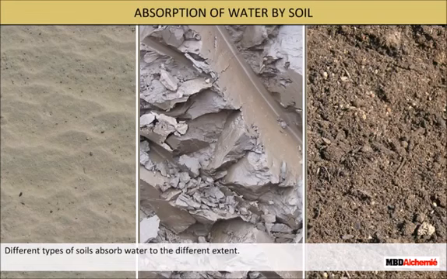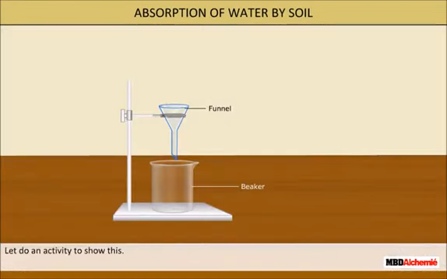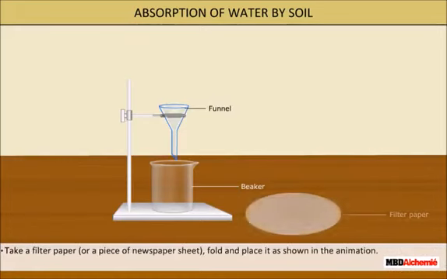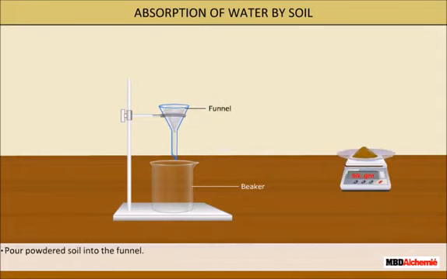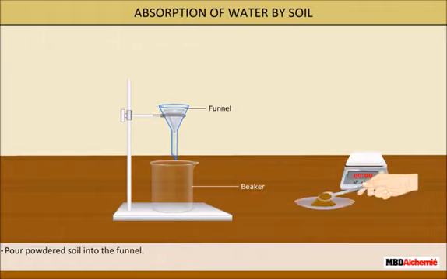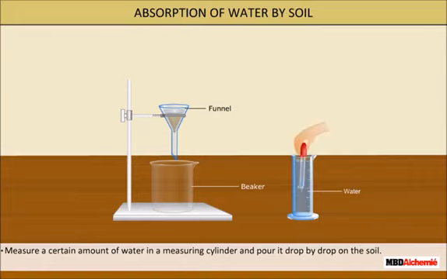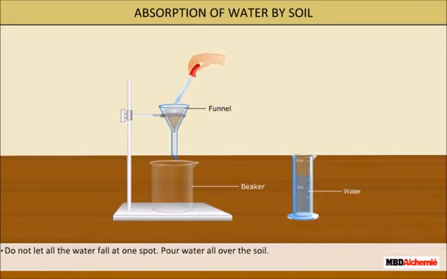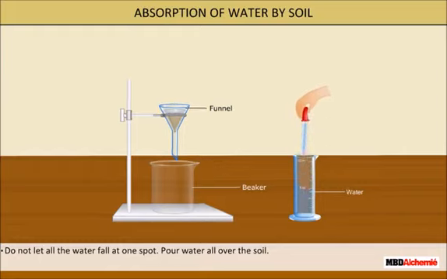Different types of soils absorb water to different extents. Let us do an activity to show this. Take a plastic funnel. Take a filter paper or a piece of newspaper sheet, fold and place it as shown here. Pour powdered soil into the funnel. Measure a certain amount of water in a measuring cylinder and pour it drop by drop on the soil. Do not let all the water fall at one spot. Pour water all over the soil.